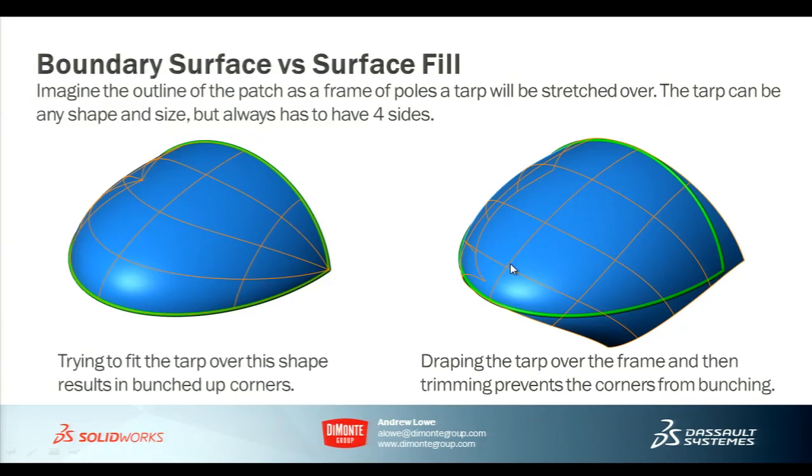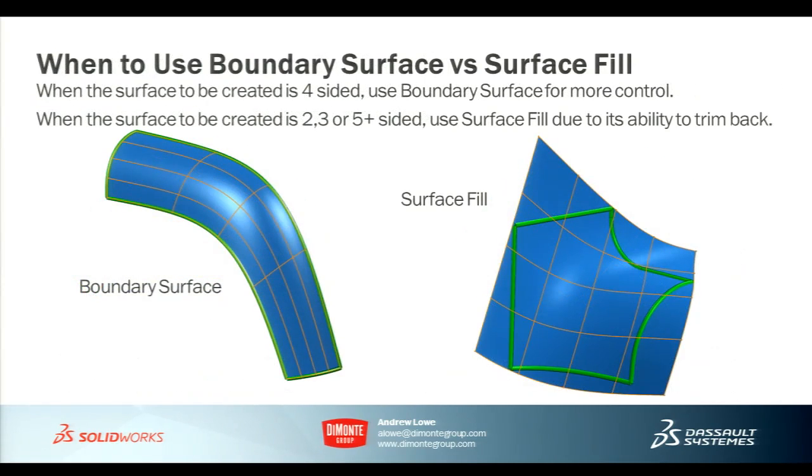And this is actually what surface fill is doing. It's taking a big 4-sided surface, draping it over your framework, which could be considered your surface edges, and then trimming it back to fit the boundary. So if your tarp is going to be 4-sided, boundary surface or surface loft is probably the way to go. If you have either a simple 2 or 3 edges, or 5+ sides, surface fill is the way to go because of its ability to trim back.